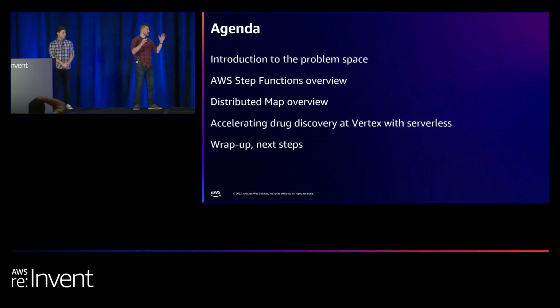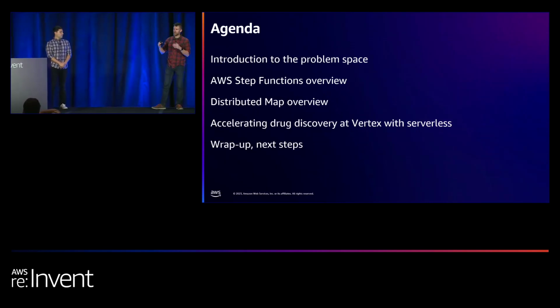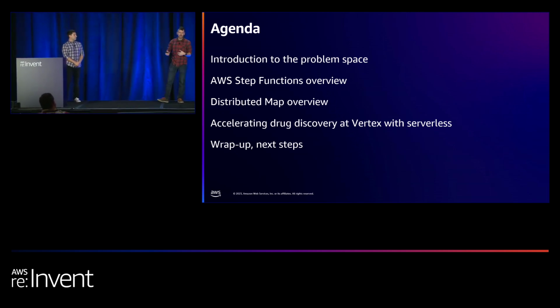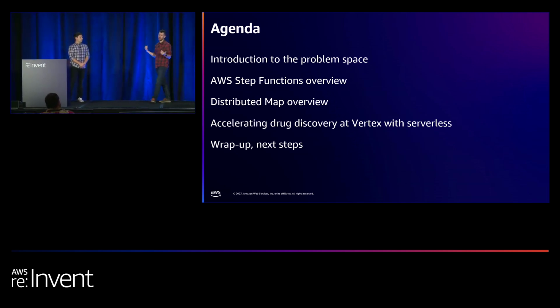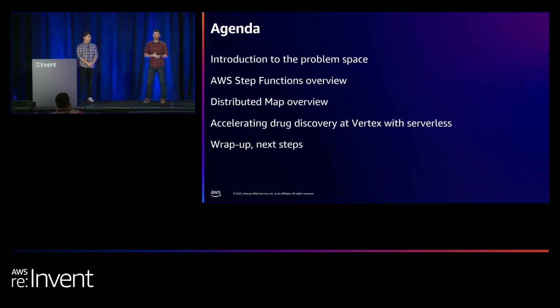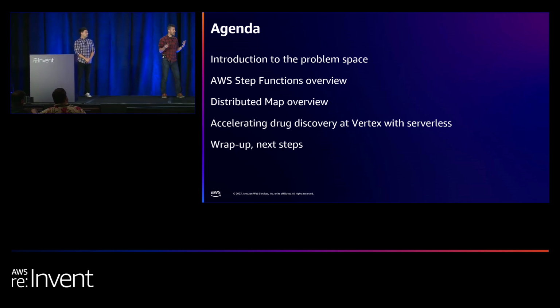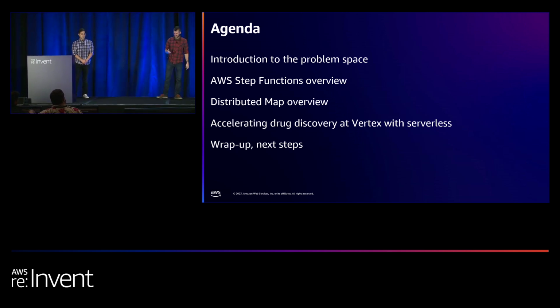So just to give you an idea of how the talk will flow, I'm going to do a little bit of an introduction to the problem space that we're talking about, do a Step Functions overview and a little bit of a deep dive into Distributed Map in the abstract. And then Roberto is going to come back up and talk about how they're using this to accelerate drug discovery at Vertex Pharmaceuticals. And then we'll wrap up with next steps.